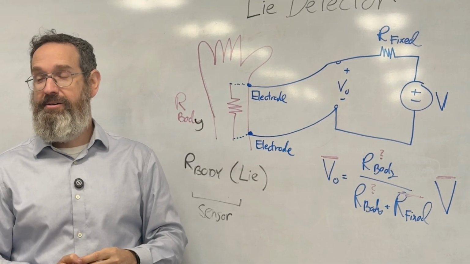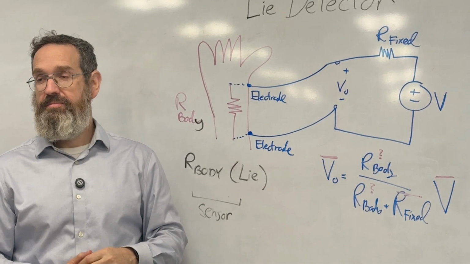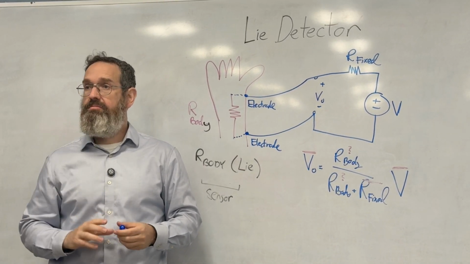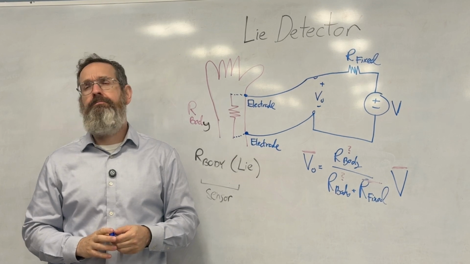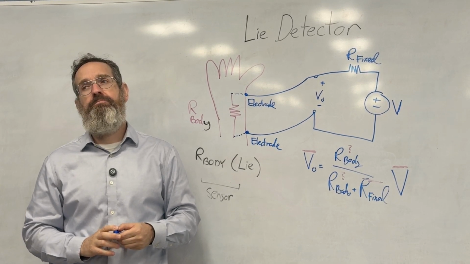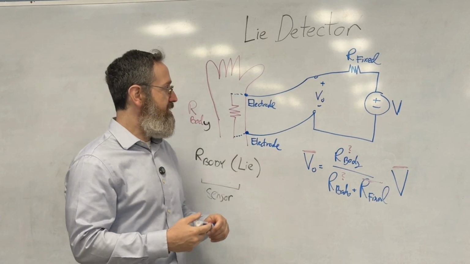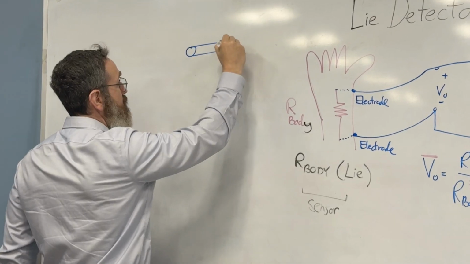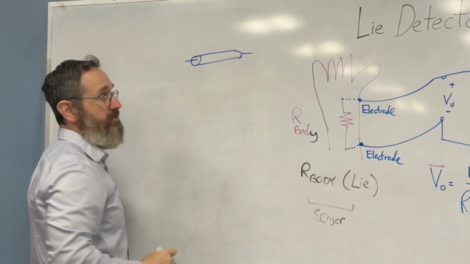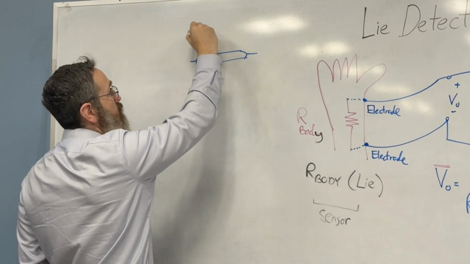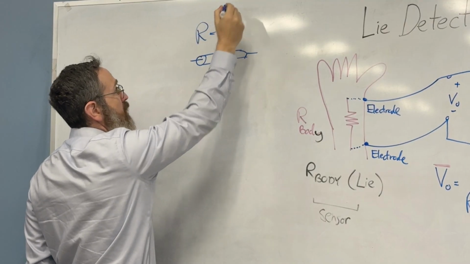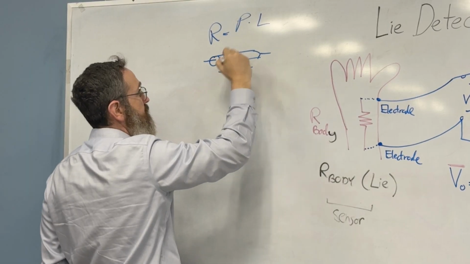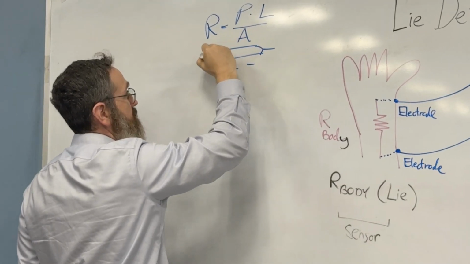A while ago, we had talked about how the length of the resistor can affect the resistance. So is it like the distance that you put the electrodes on? Yes. So the question is, you're going back to a situation where we talked about the resistor as a physical object. The resistance is equal to what it's made out of times its length divided by its area.